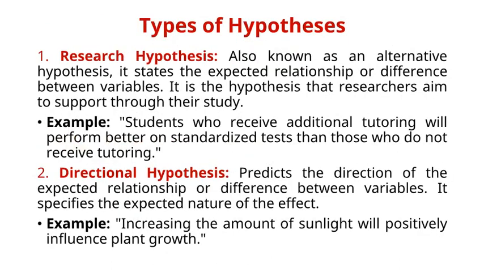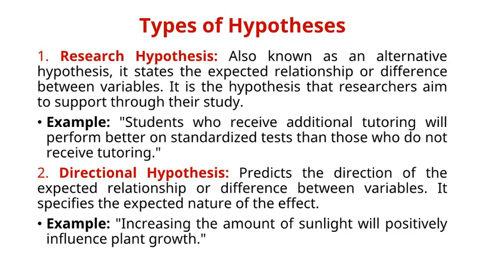Lastly, let me discuss various types of hypotheses. 1. Research hypothesis, also known as an alternative hypothesis. It states the expected relationship or difference between variables. It is the hypothesis that researchers aim to support through their study. Example: students who receive additional tutoring will perform better on standardized tests than those who do not receive tutoring.